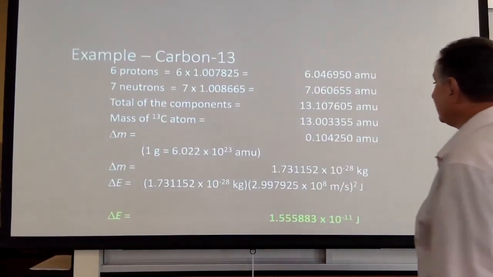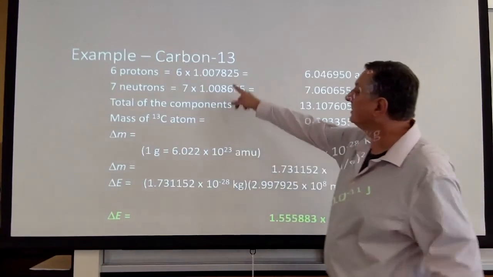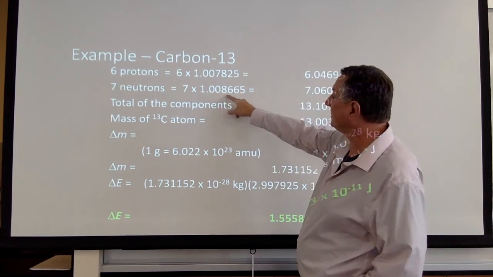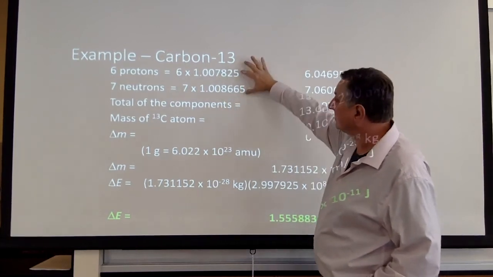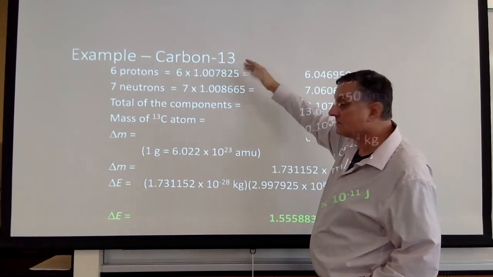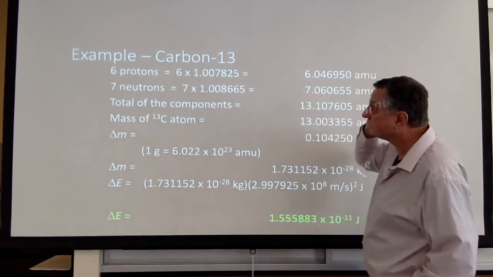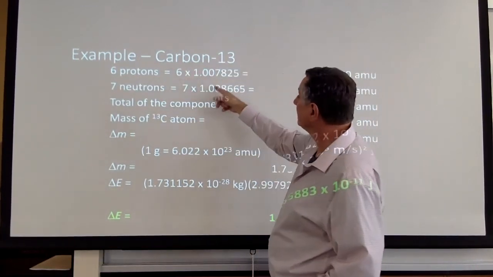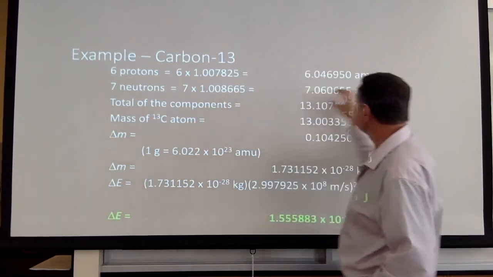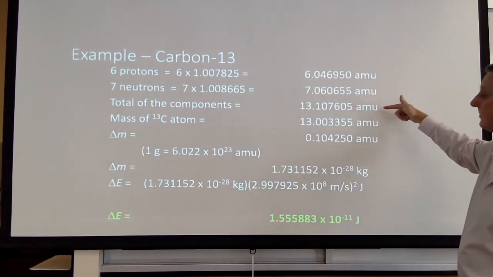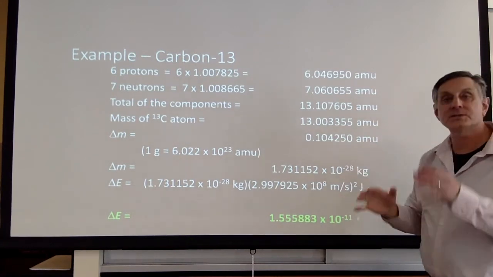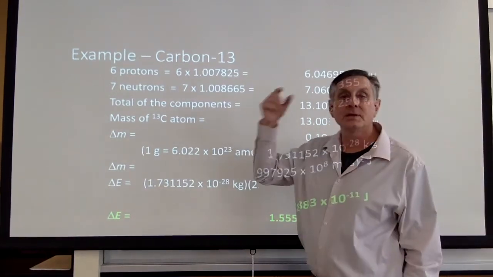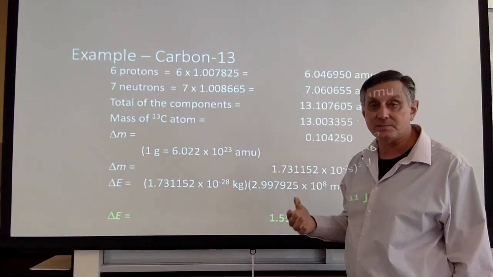So here's the example. The atomic mass of a proton is 1.007825. For a neutron, 1.008665. Notice that these are close, but not the same. The difference is about the mass of an electron. So here's carbon-13 instead of carbon-12: 6 protons multiplied by this, and 7 neutrons multiplied by this. So we get the mass combined for what the carbon-13 nucleus should be, the sum of the parts.